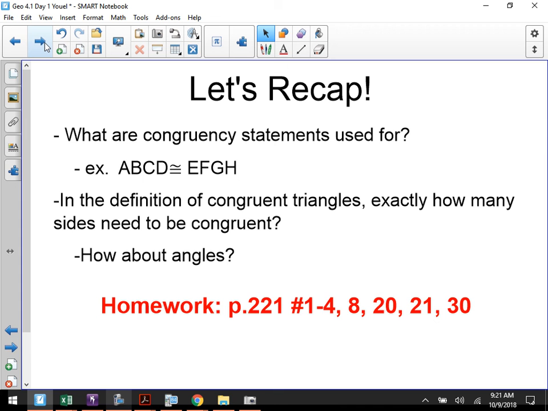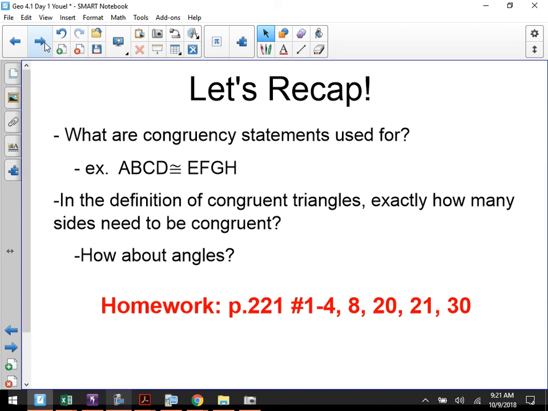So in the definition of congruent triangles, exactly how many sides need to be congruent? Brian, how many sides need to be congruent? Three? Yeah. And how many angles need to be congruent? All of them, which for triangles would be 3, but for trapezoids and things like that, it would be 4. So no less than 3 for triangles. It has to be all 3.